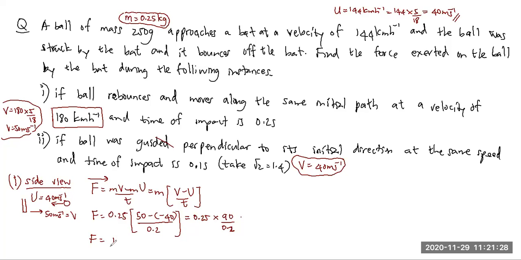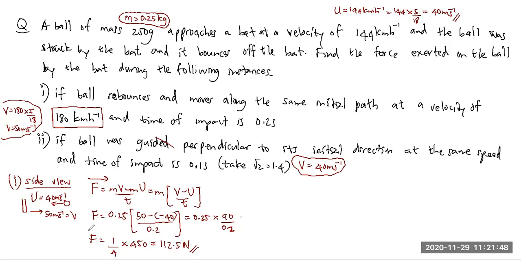0.25, you can write it as 1/4, correct? 1/4 into, this is 900 over 2, so 450. So let's divide 450 by 4. That's easier than multiplying by 0.25. So whatever, you get the answer somehow. When you divide 450 by 4, it will be 112.5 Newton.